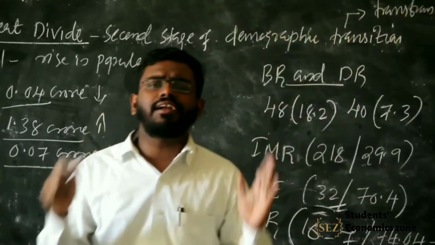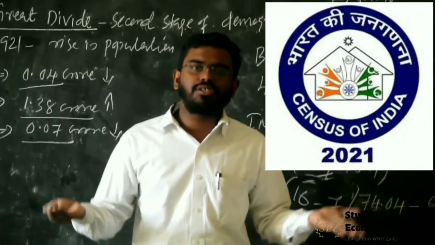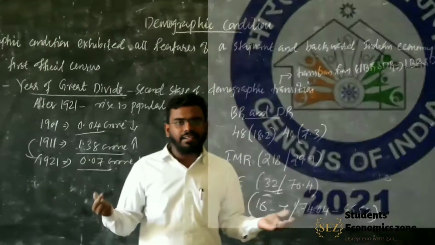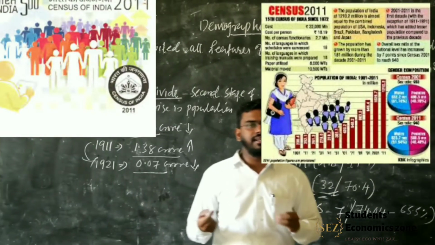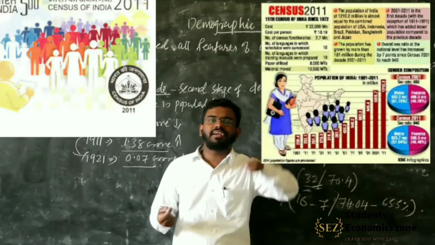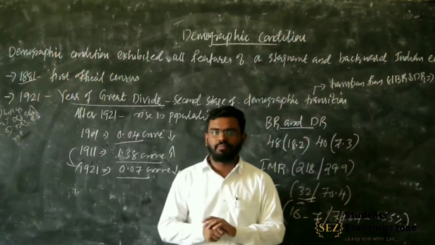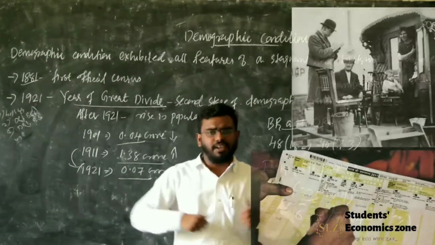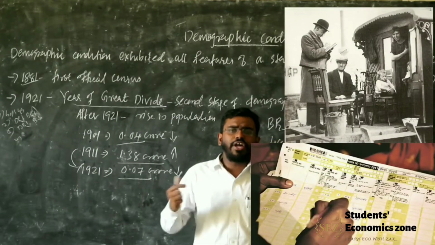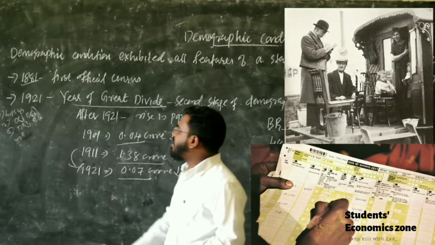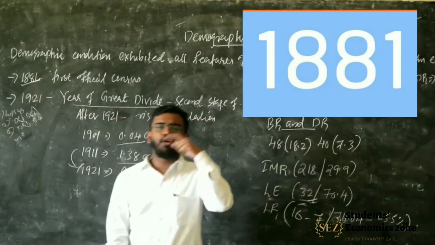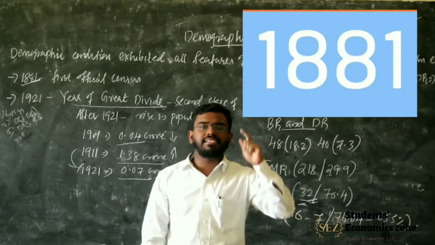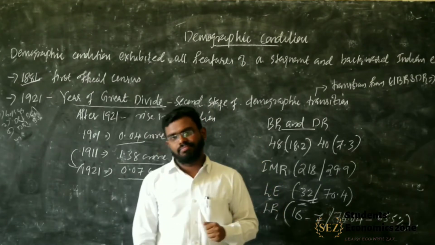From where we will get data? From census. Because in India every 10 years a census is conducted, and in that census the government officials are collecting data related with the demography. Okay, so the question is, in which year was the first census conducted? No doubt it was first conducted in the year 1881.